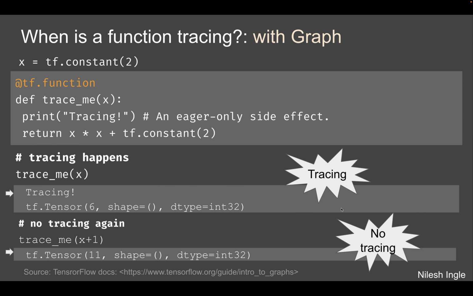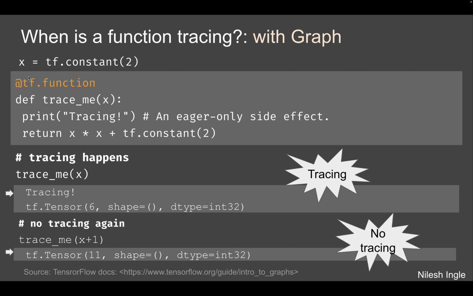Now let's look at when a function is tracing, and the first example we have is with a graph. As we looked at earlier, tracing is a process where all the operations in a particular function are put on a graph.